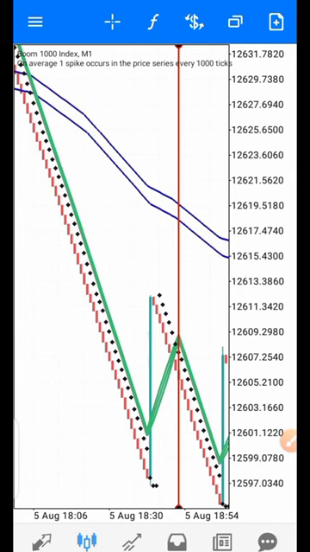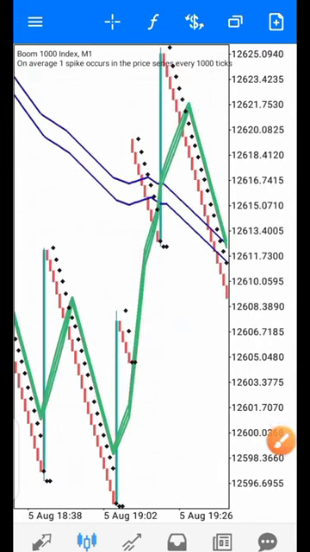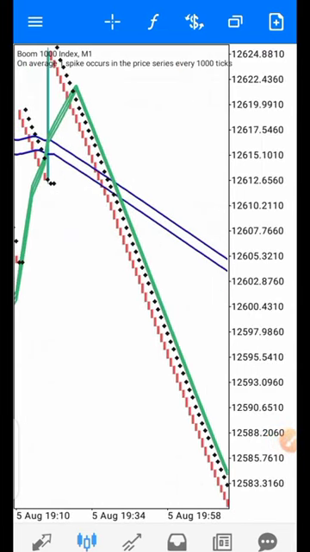You understand? So guys, go to your demo account and confirm the strategy. Test the strategy on your demo account. Develop the confidence on your own before you enter live trading. So traders, work on that strategy.